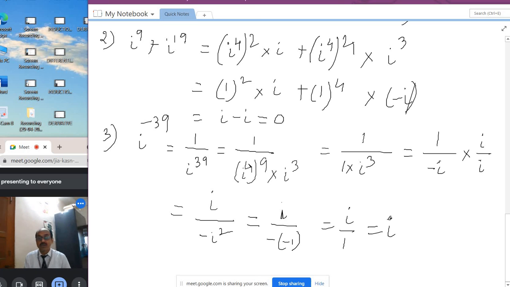So its answer is i. That means its real part is 0. So we can write 0 plus i into 1. This is the a plus ib form, because the answer is only i, that means the imaginary part b is 1 and a is 0. So 0 plus i into 1.